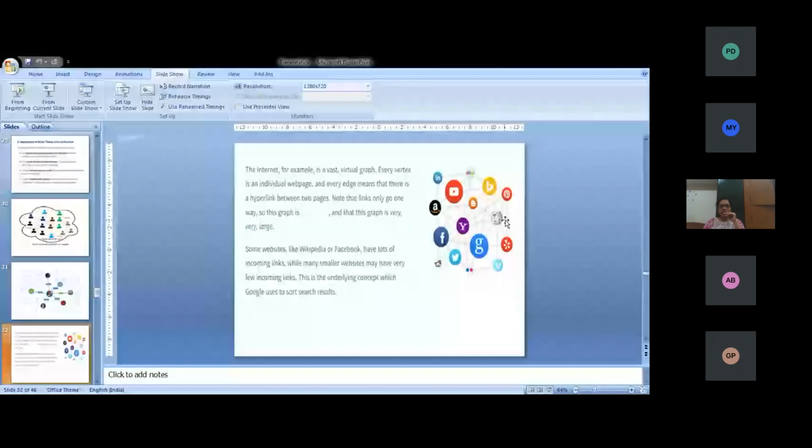We can connect all the social media and all the networking platforms, and we can connect to people who are abroad through the internet. So this is a wide graph, a virtual graph. We are connecting people. Some websites like Wikipedia and Facebook have a lot of incoming links, while many smaller websites have very few incoming links. This is the underlying concept Google uses to sort search results. So this is networking. All the platforms we use are connected through the network.